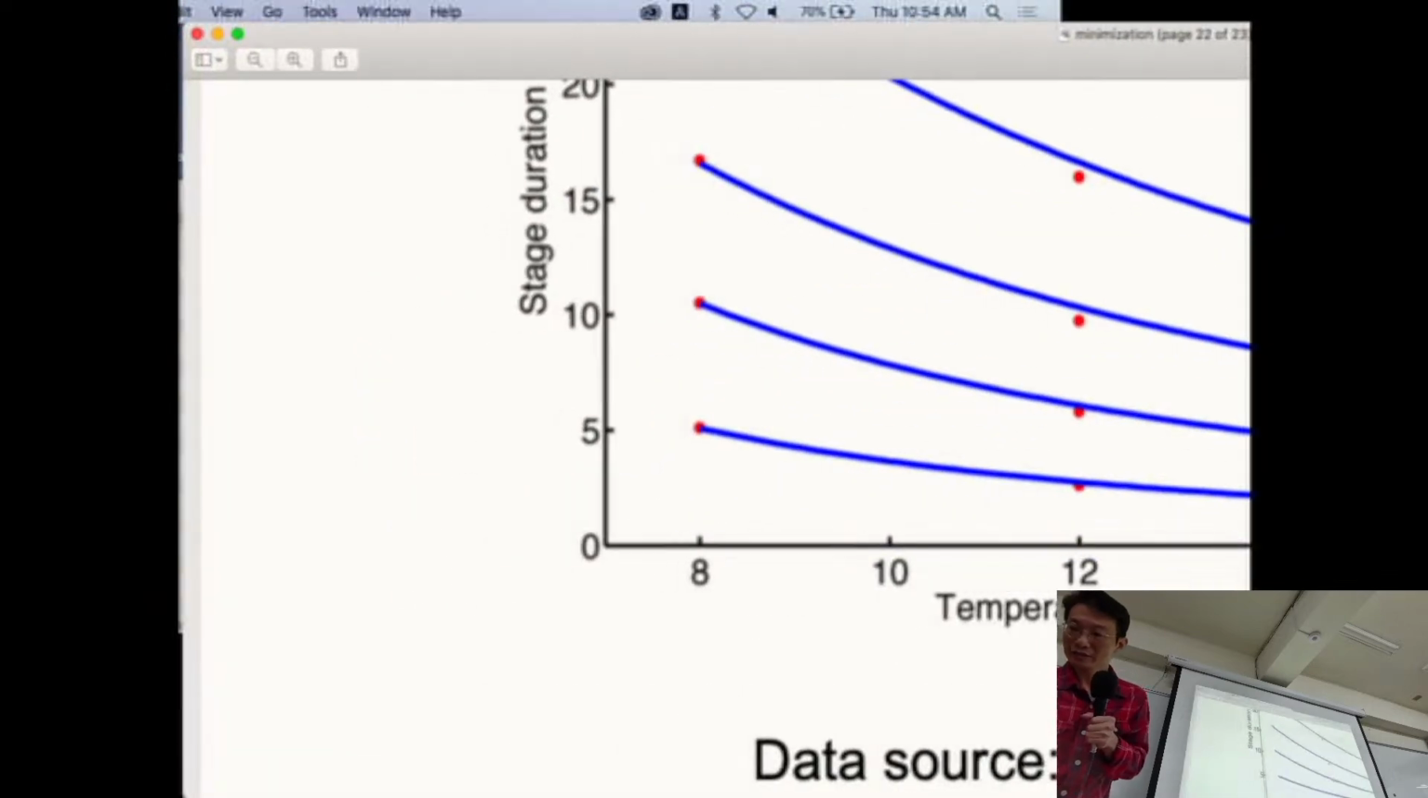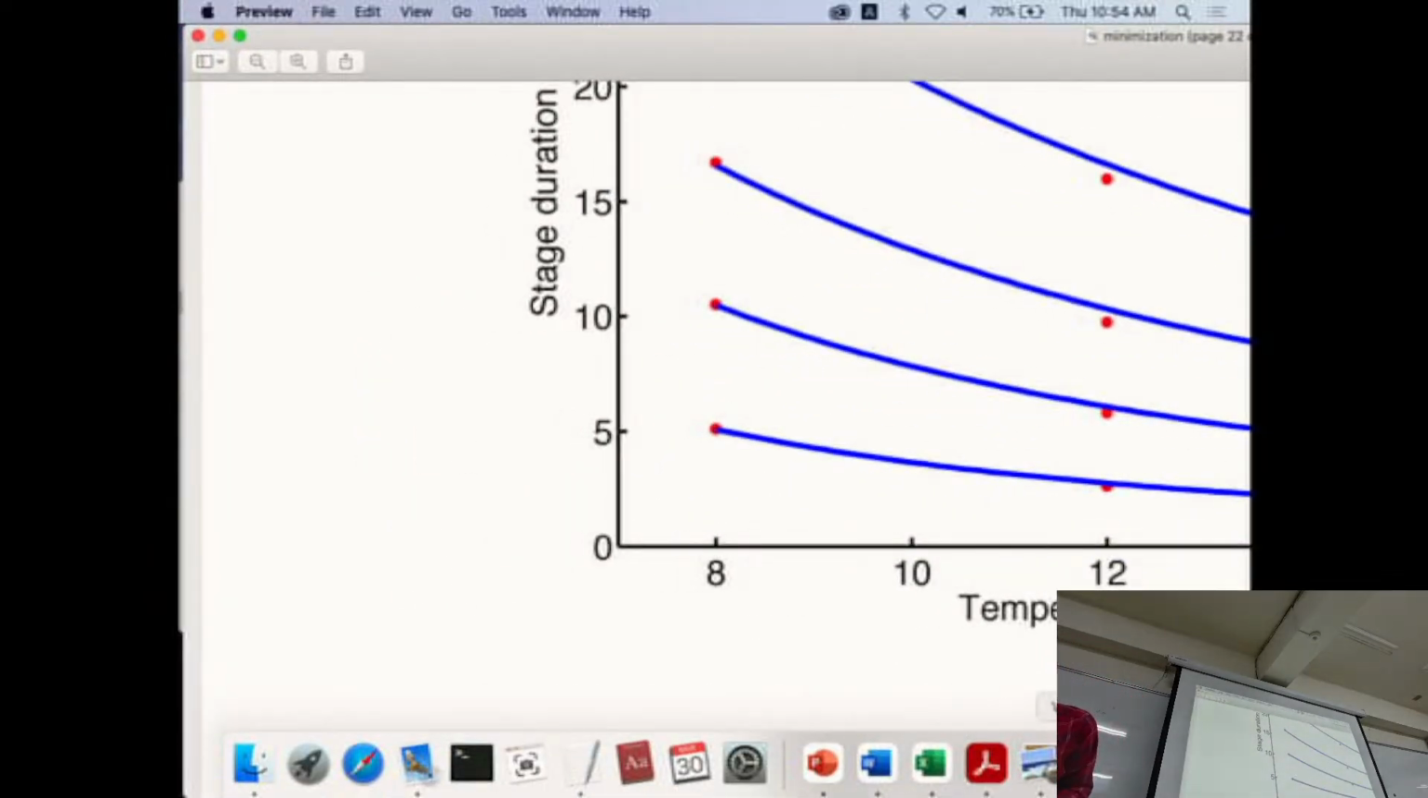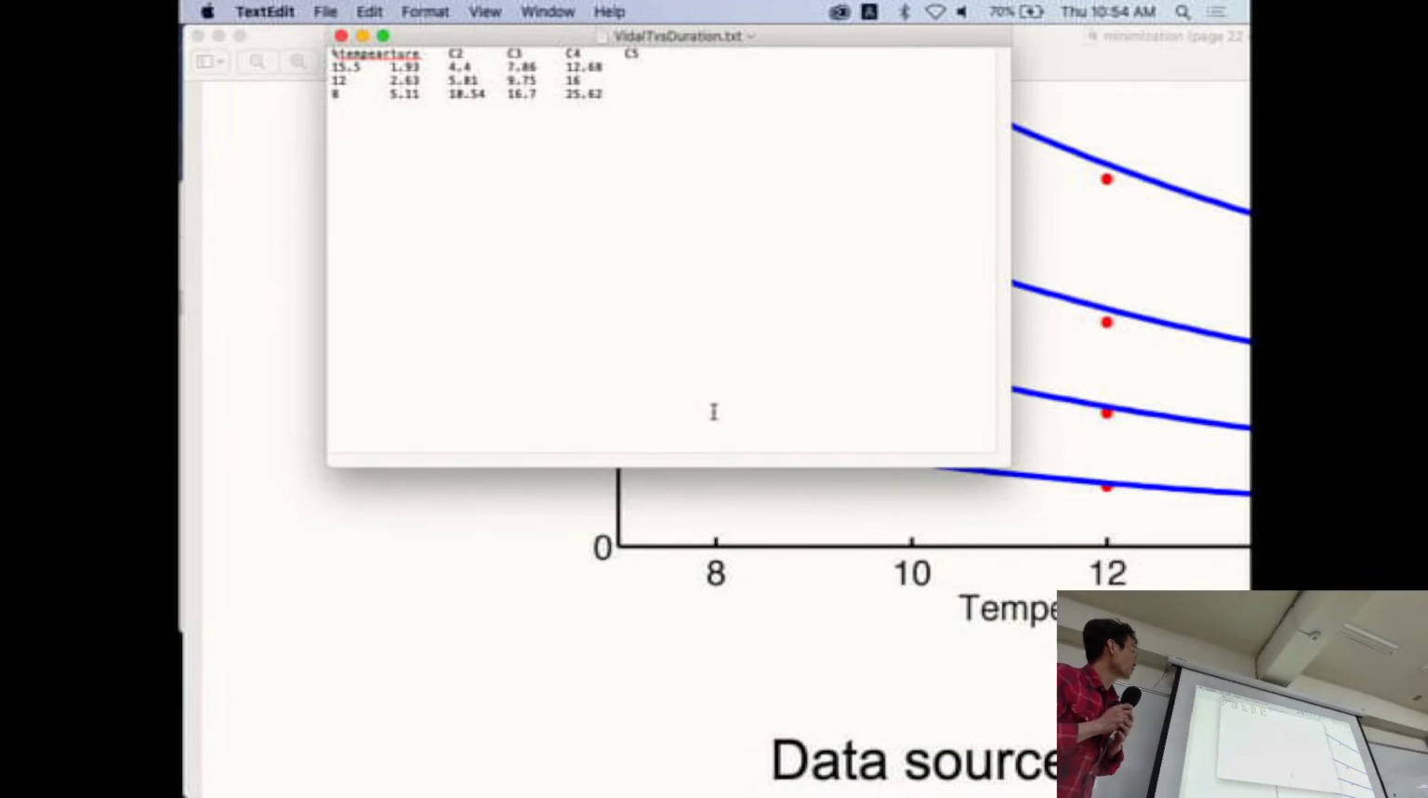So let me show the data. The data is ridiculously simple, though of course the experiment takes a lot of time. He measured three temperatures, for different stages: C2, C3, C4, C5. That's just the developmental stage, like different stages of an insect. The zooplankton have different stages. For each stage, you have corresponding temperatures and the corresponding developmental time.